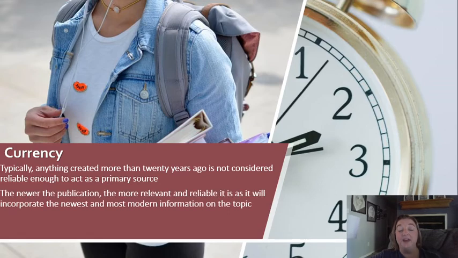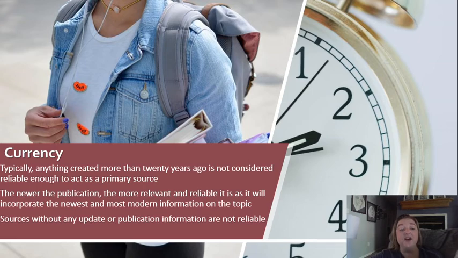The newer the publication, the more relevant and reliable it is, and it will incorporate the newest and most modern information on the topic. So while it may have been landmark decisions or landmark research, it may not necessarily want to be your primary source because a lot of stuff has happened since Sigmund Freud did his work. Finally, when you're looking at internet sources, is there update and publication information?